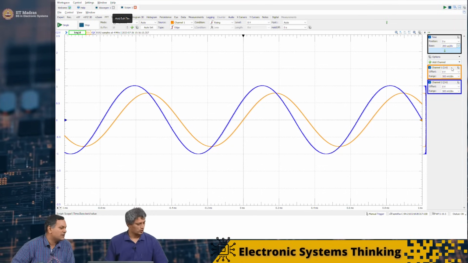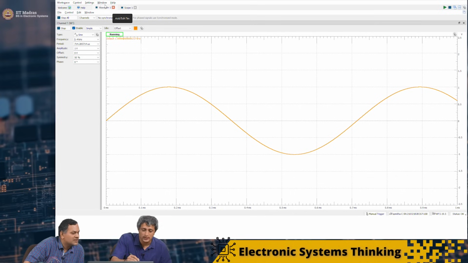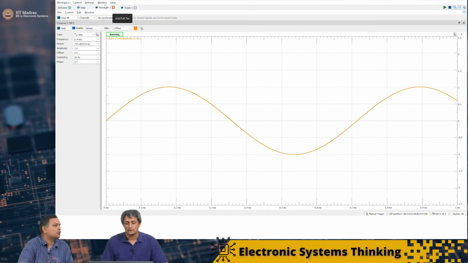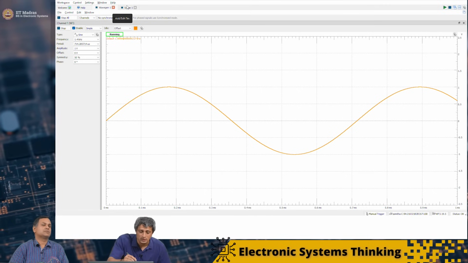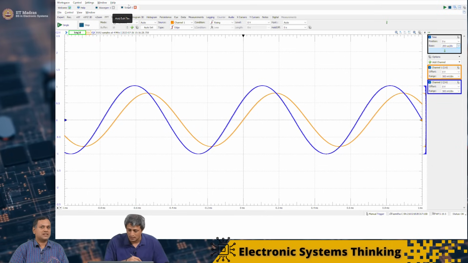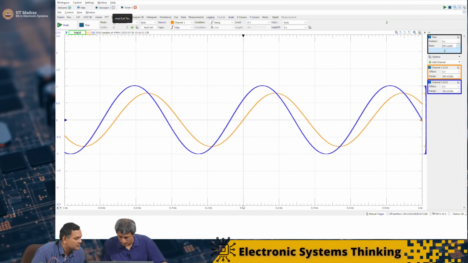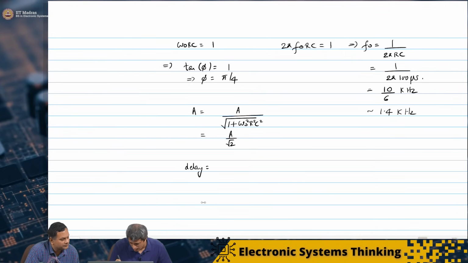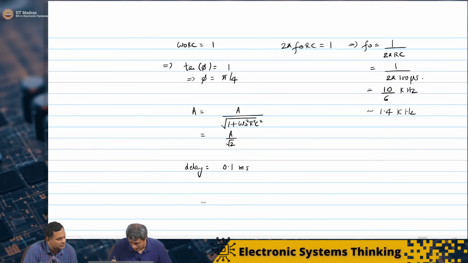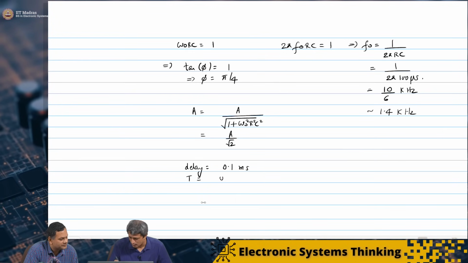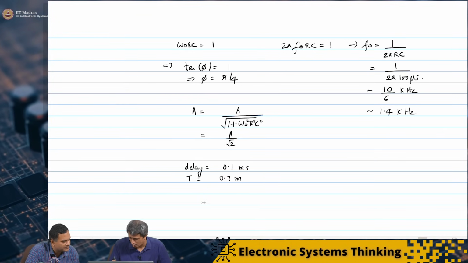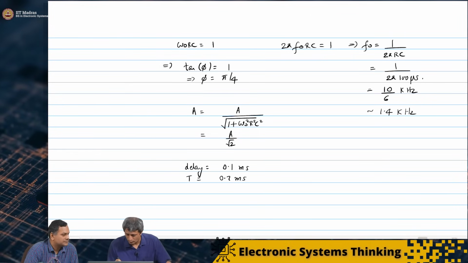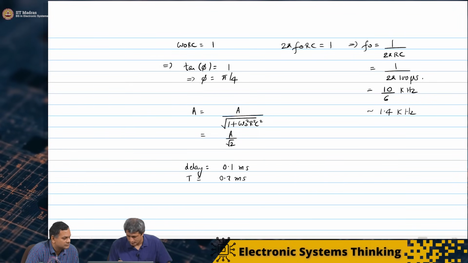0.1 milliseconds, approximately, just eyeballing it. And the time period is what? 714 microseconds, so that is about 0.7 milliseconds. The delay is close to 0.1 millisecond and the time period is 0.7 milliseconds. That's what we got here. So therefore, the delay by T is how much?